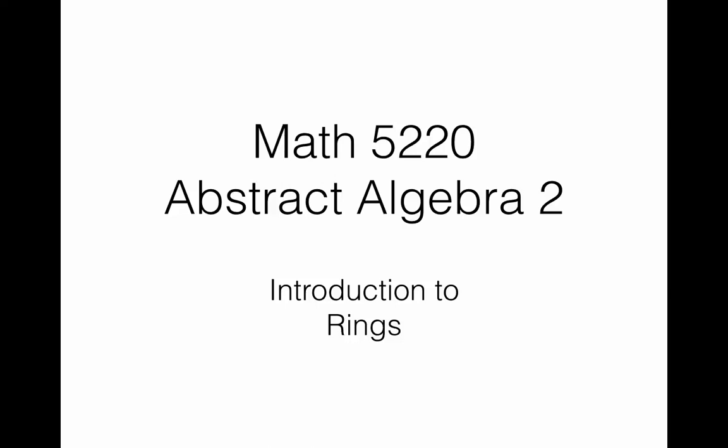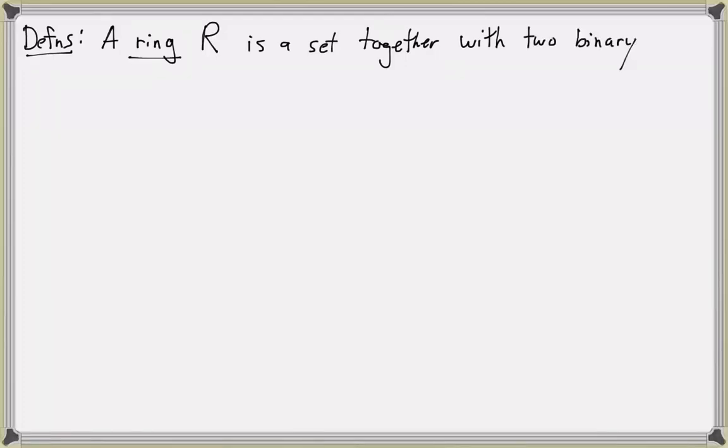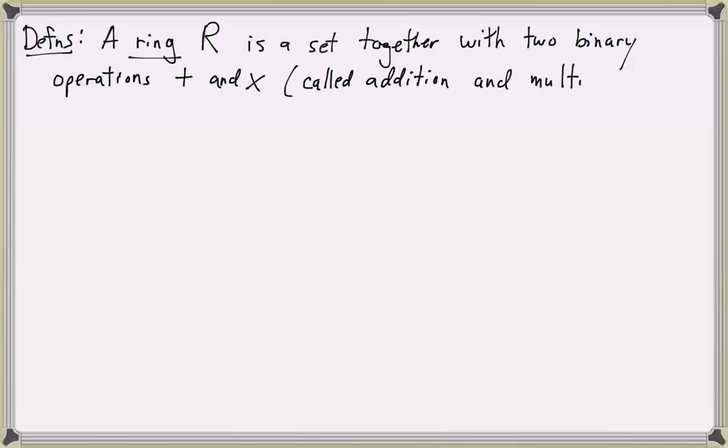Let's begin with our definition of a ring. A ring, capital R, is a set together with two binary operations, addition and multiplication, that satisfies the following properties.